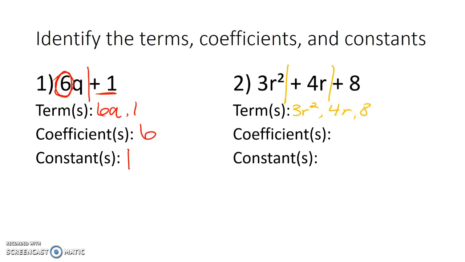Coefficients, again, are the numbers connected to our variables. So here we have a couple. We actually have a 3 and a 4. So we're just listing the coefficient, which is the number connected to the variable. It's a number in front, so we wouldn't count this exponent here. And then our constant, again, is the number that's not connected to our variable. So here it is an 8. So we've listed our terms, coefficients, and constants.